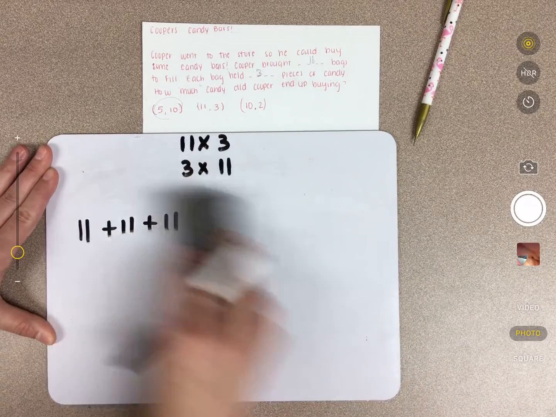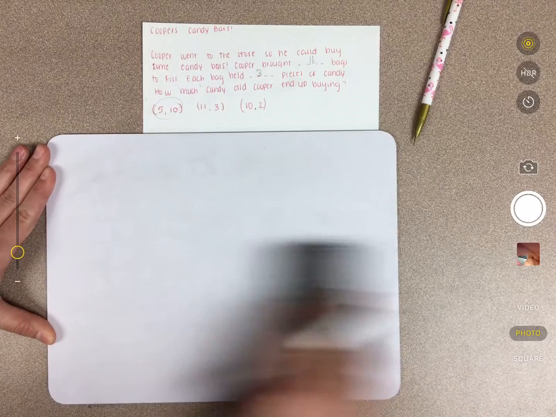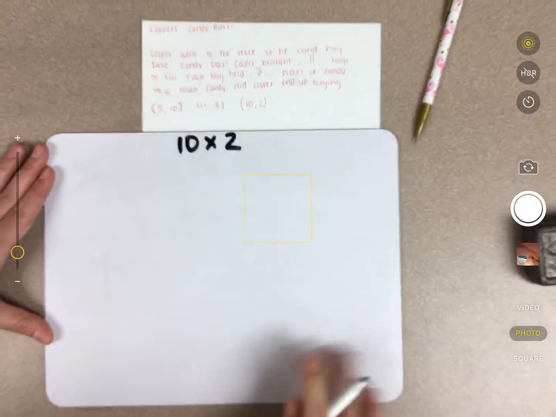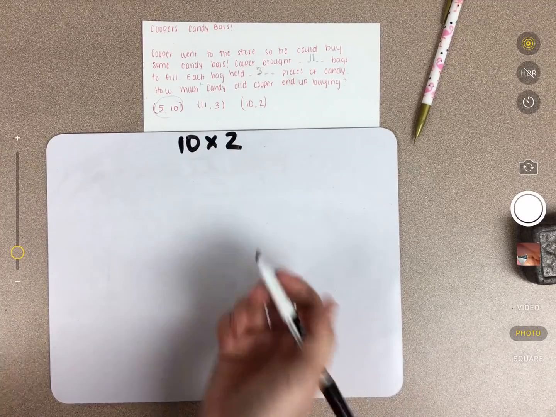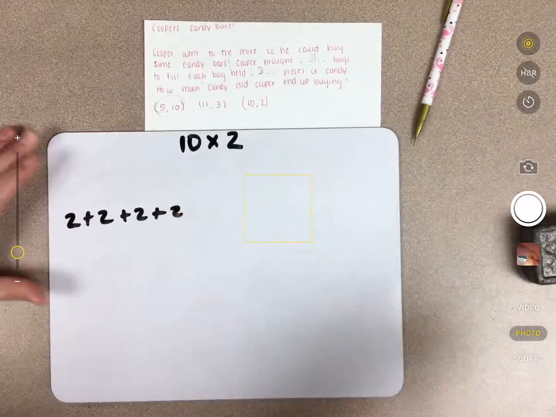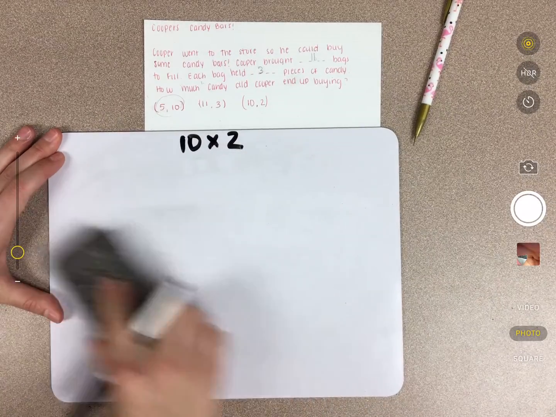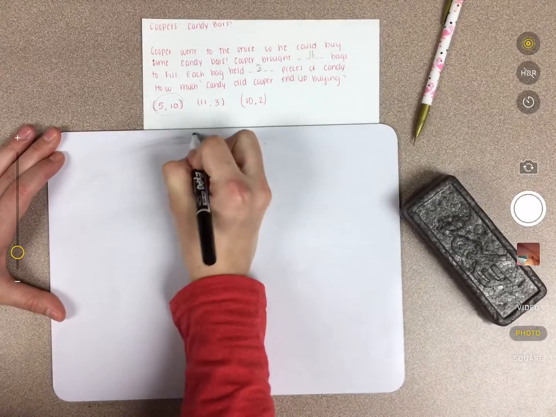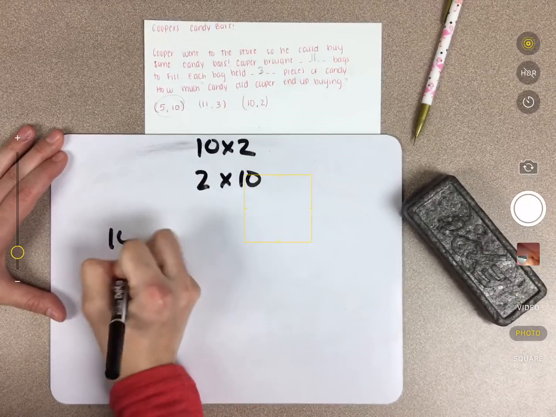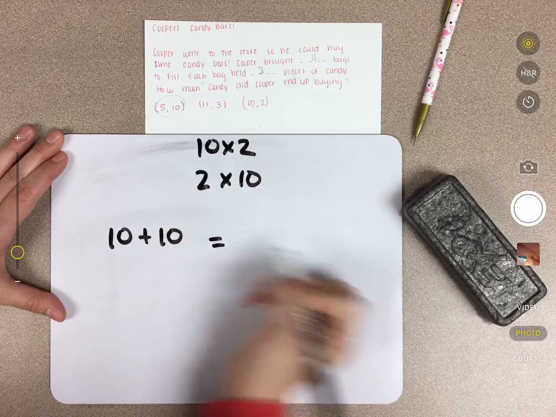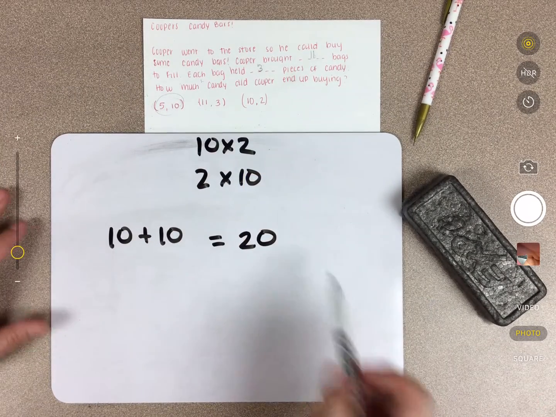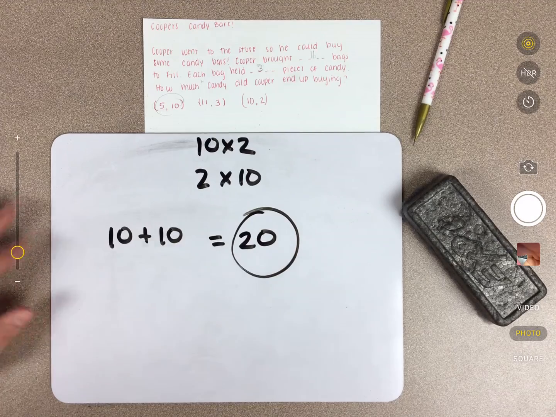All right, let's try one more. Let's do 10 and 2. So 10 groups of 2. So I could do 10 groups. I could do 2 plus 2 plus 2 plus 2. But we already know, heck no, I'm not doing 10 groups of 2. I'm going to do 2 groups of 10. So I'm going to do 10 plus 10. And I already know that 10 plus 10 is 20. So I got to that answer super quick. I'm going to write 20.